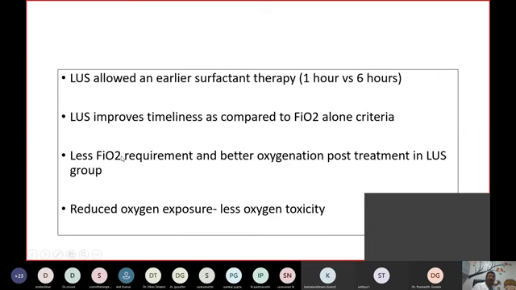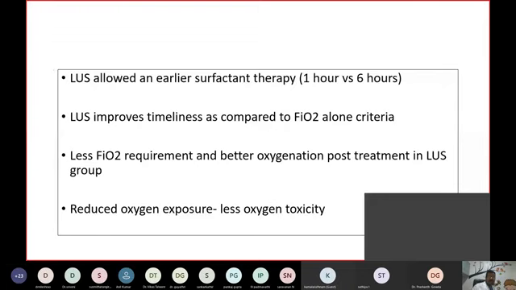There was a lower FiO2 requirement and better oxygenation in the lung ultrasound group. After giving surfactant, these patients required less oxygen and their oxygenation was better. So there was reduced oxygen exposure in the lung ultrasound group, which further reduced oxygen toxicity. That's why you can utilize the lung ultrasound score, particularly in babies less than 34 weeks, within 1 hour of life, to decide to give surfactant. So it will help you guide surfactant therapy and retreatment as well.